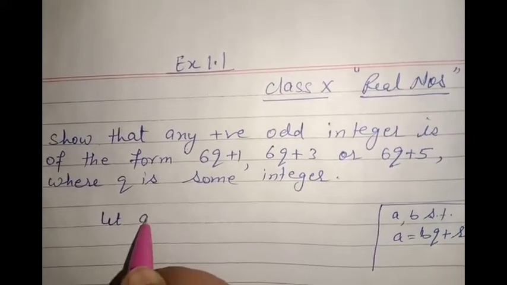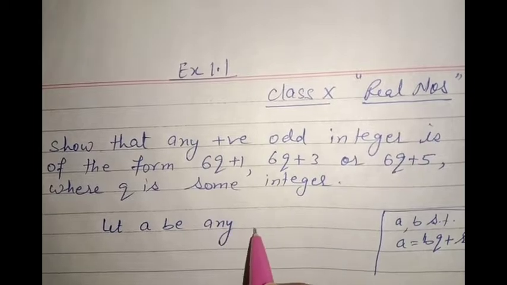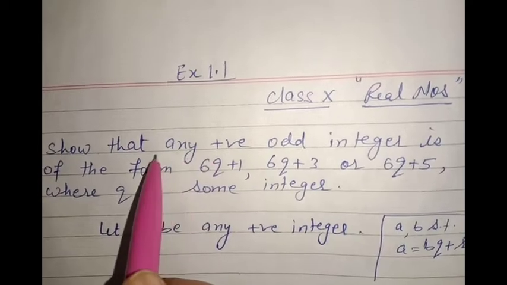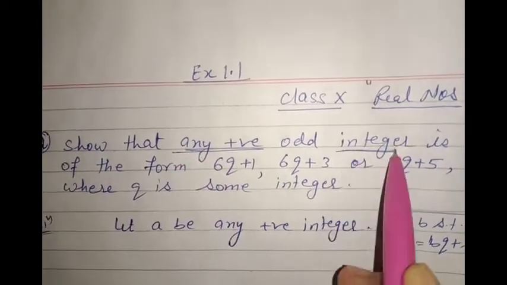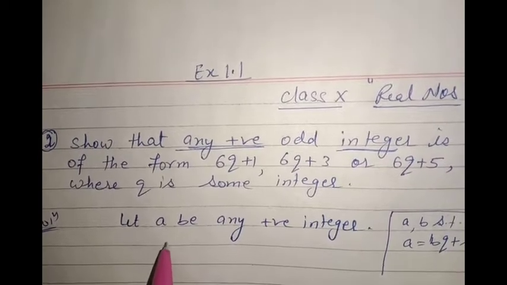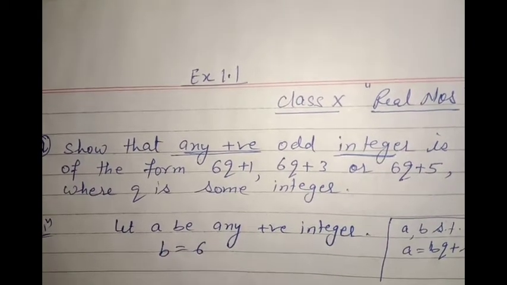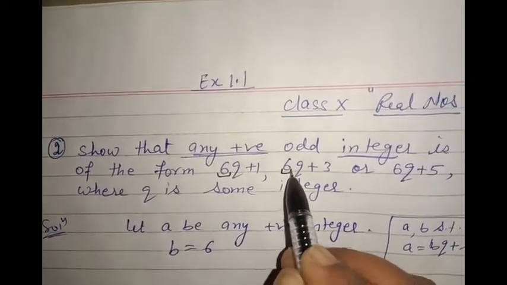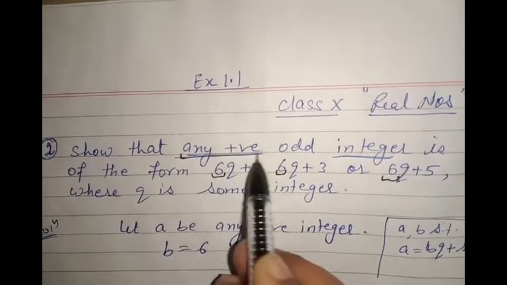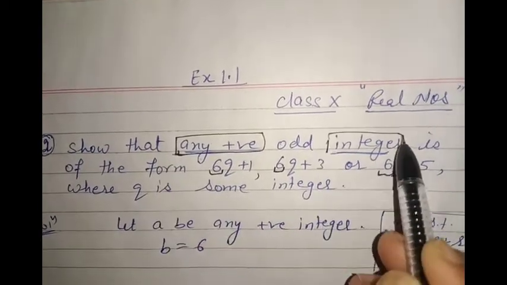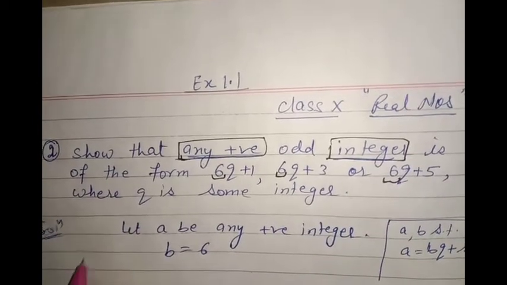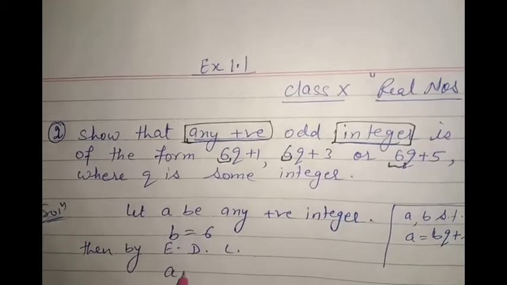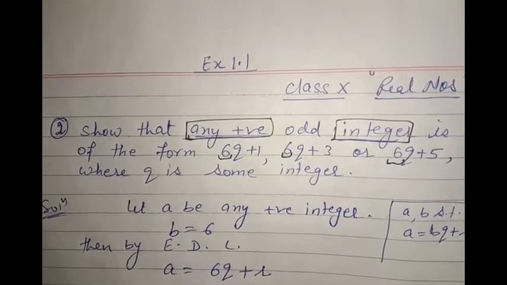So let a be any positive integer. We'll suppose a as a positive integer and b is equal to 6. This question is giving us the hint that b is equal to 6 here. We will take b as 6 and any positive integer as a. Then by Euclid's division lemma we can write a as 6q plus r.